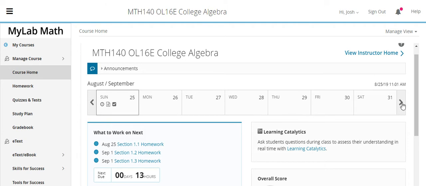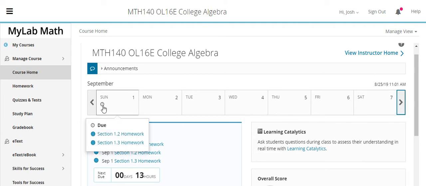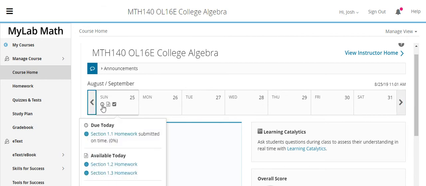It kind of shows you, you can scroll through and you can see, ooh, I've got some stuff due. That's what the little clock means, due. You can see due today, available today, submitted. So I've already played around with section 1.1 and have submitted it. I didn't really submit because I didn't do any questions. And then it's got another icon here, just kind of listing things out.